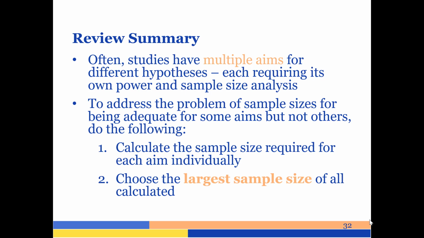Let's do a quick review summary about how to handle multiple aims in a study. As we know, each aim requires its own power and sample size analysis. This leads to issues where you may have adequate sample size for one aim, but the sample size is not perfect for the other aims that are part of the study. To deal with this issue, we suggest that you calculate the sample size for each aim, then choose the largest. Also, remember to include the sample size required for each aim in your sample size summary and show how you identified the largest. That's it for this lecture.